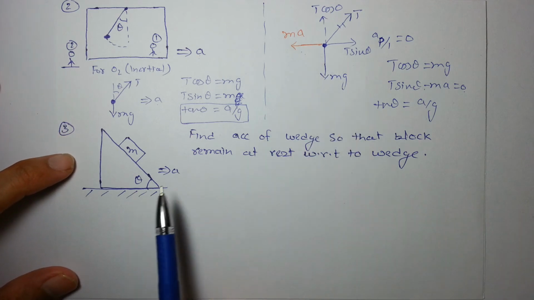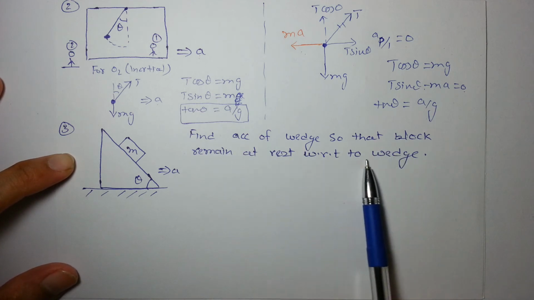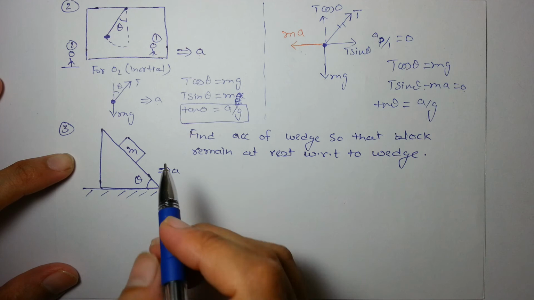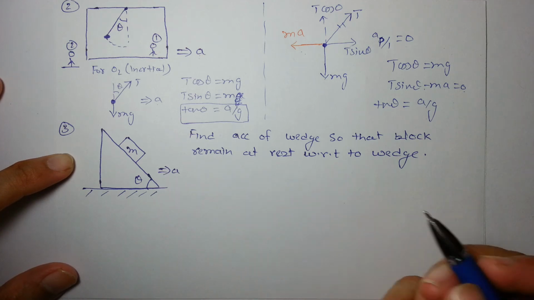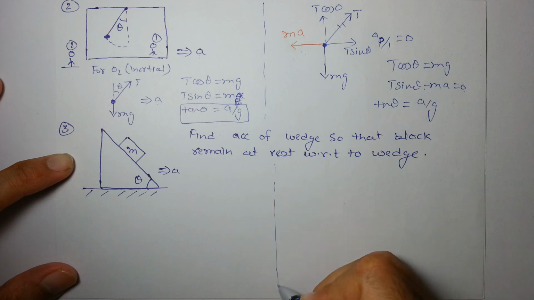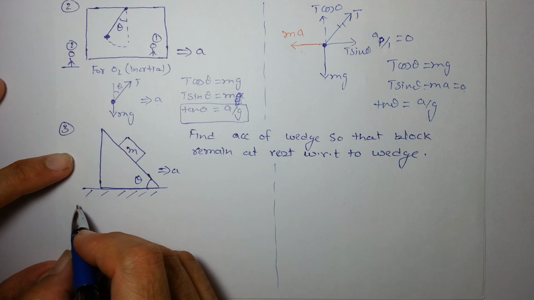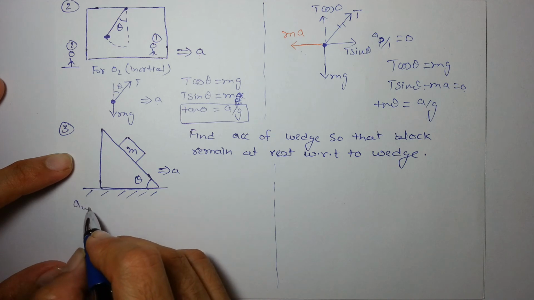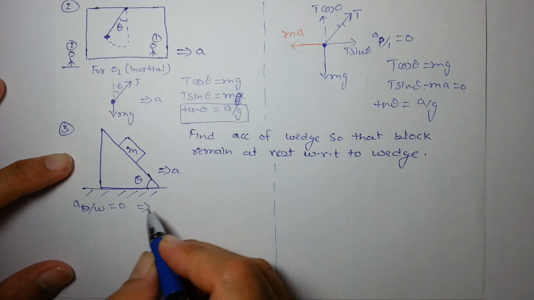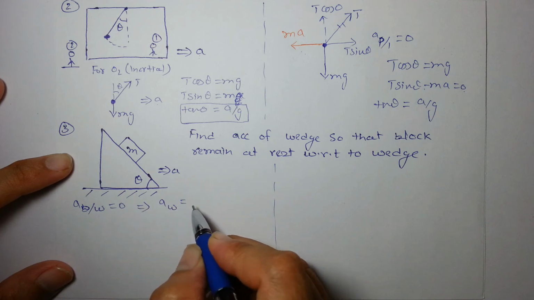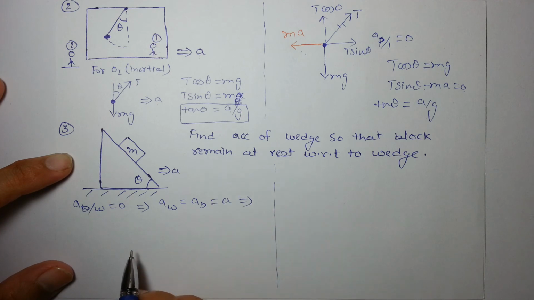Let's take the third example. Find the acceleration of the wedge so that the block remains at rest with respect to the wedge. I can again solve this from both frames. Let's solve first from the ground frame. Acceleration of the block with respect to the wedge is 0. It implies the acceleration of the wedge is the same as the acceleration of the block, which is a horizontally.